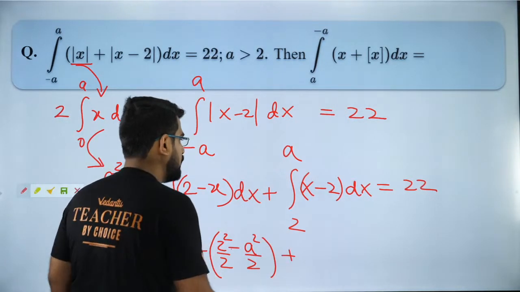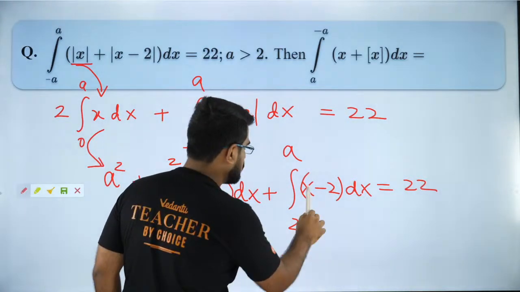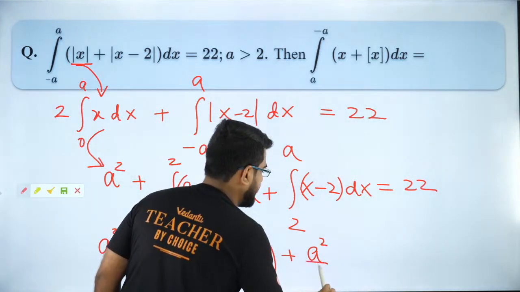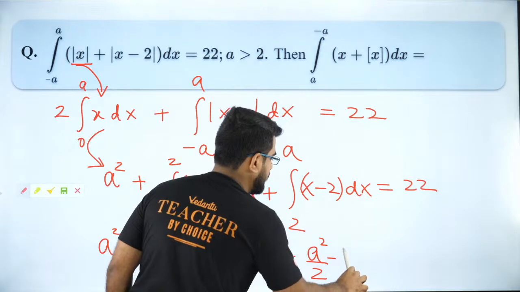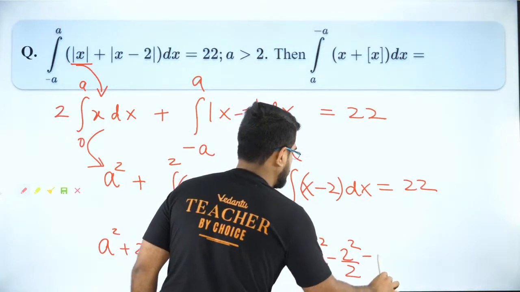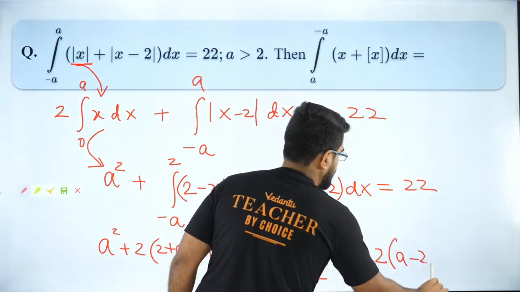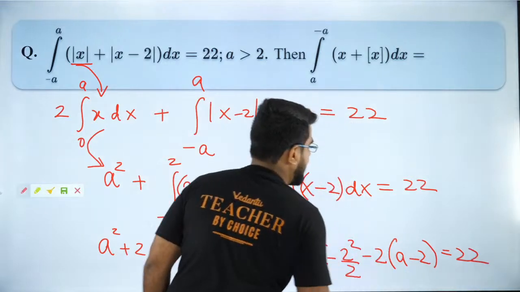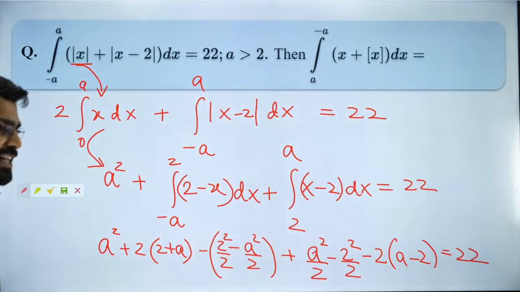Okay. Plus here what will you have? You will have x square by 2. So it will be a square by 2 minus 2 square by 2. And then you will have minus of 2 times of a minus 2. Now that is equal to 22. So guys, try to solve for it and get the answer.